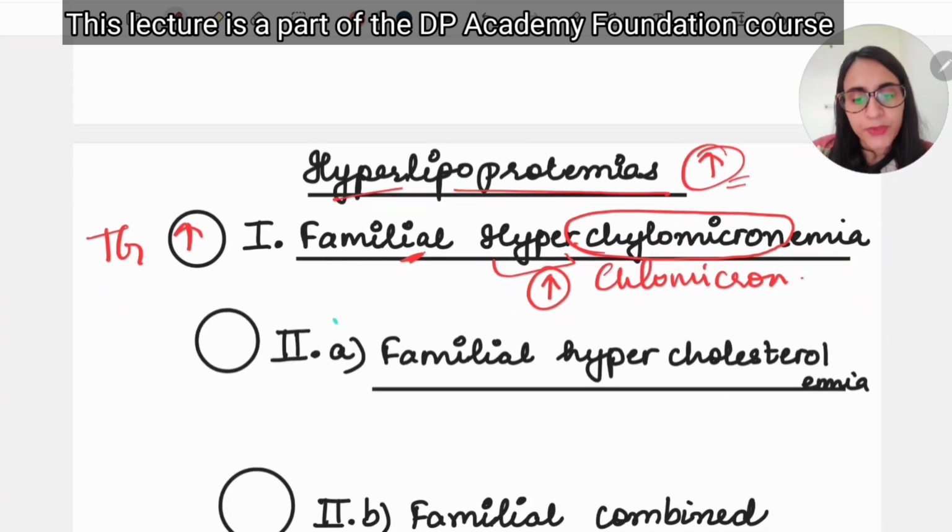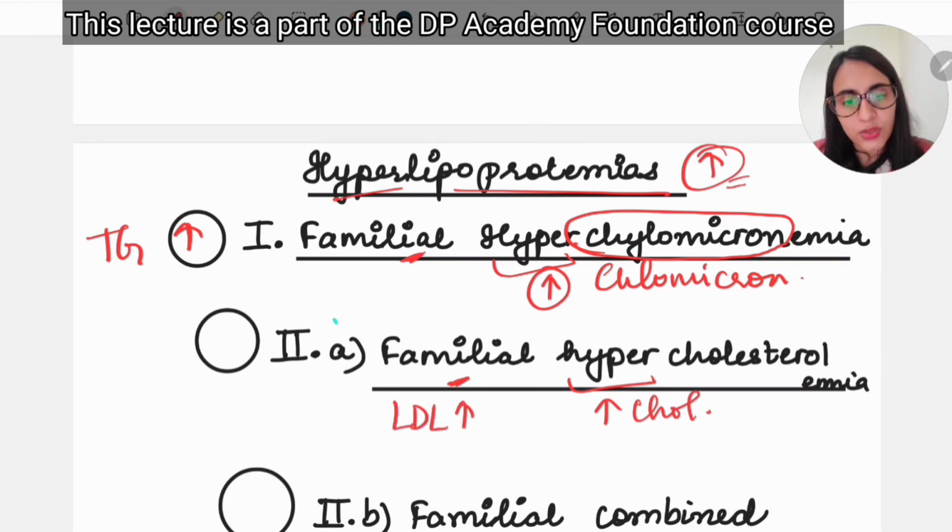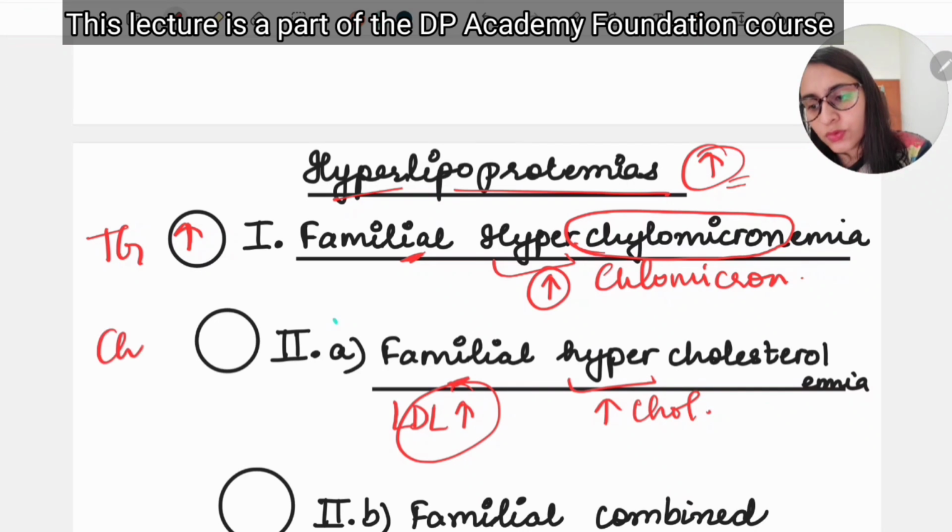Type 2 hyperlipoproteinemia is familial hypercholesterolemia. Again, a familial disease, hyper means increase, and cholesterol. So here the cholesterol is increased in case of type 2. When I say cholesterol, that means we are talking about LDL. So LDL is increased here. So cholesterol is increased in type 2.